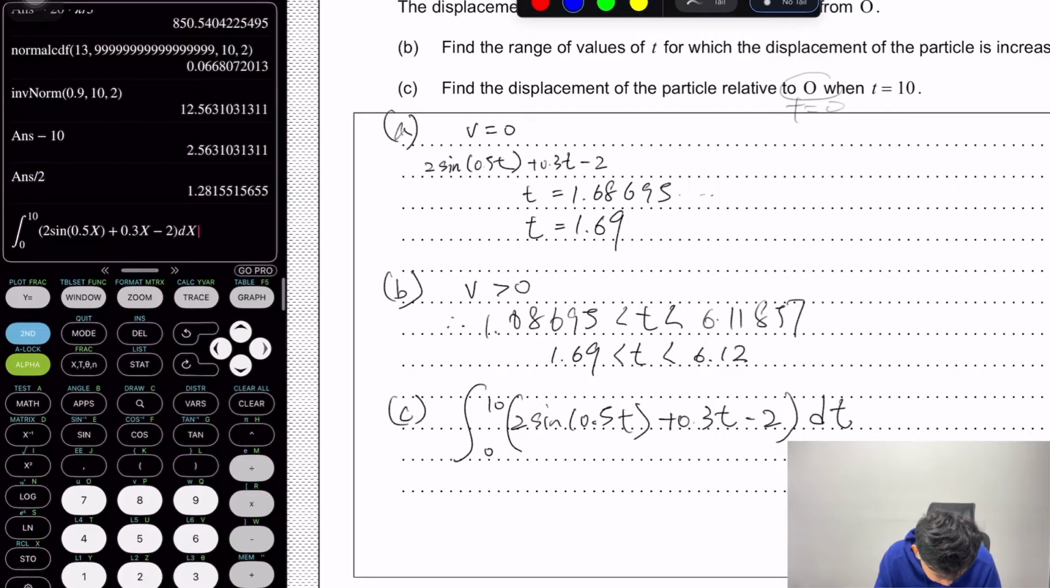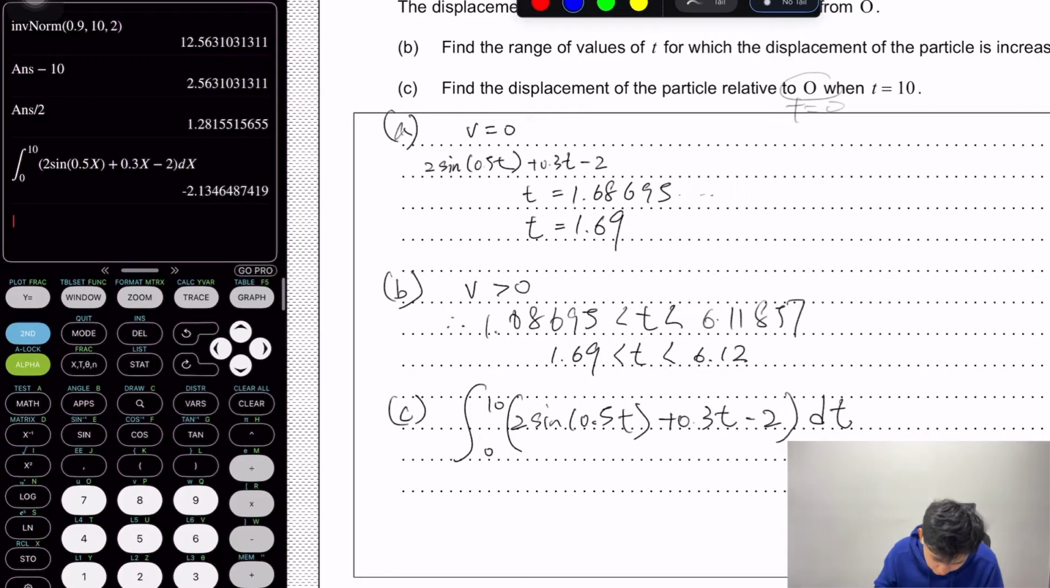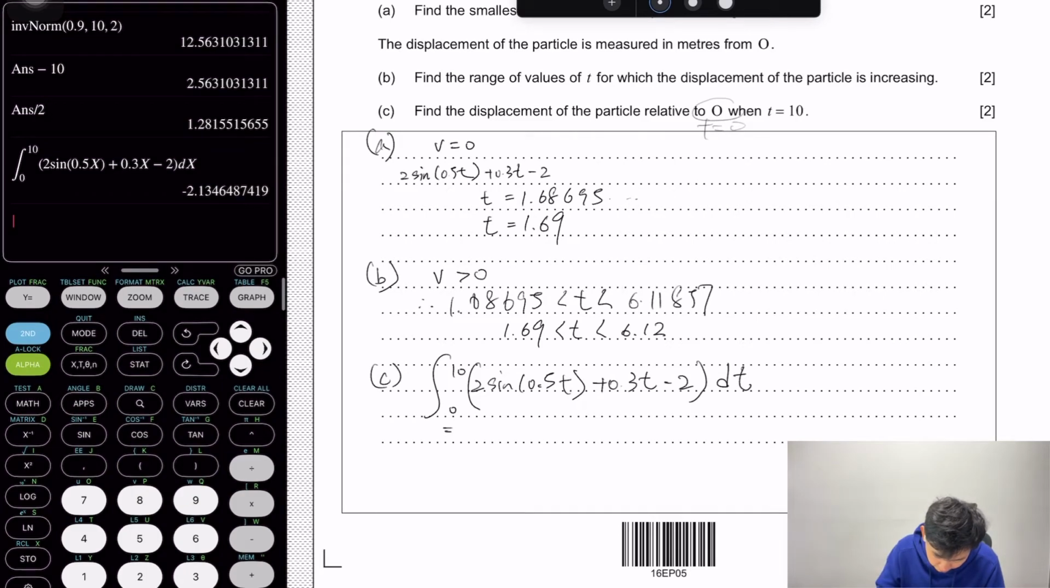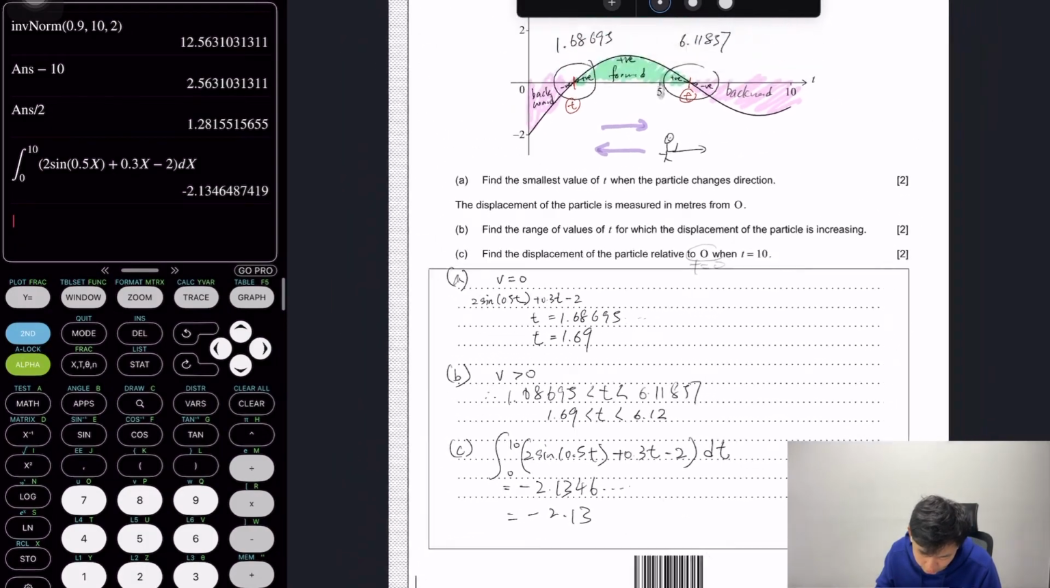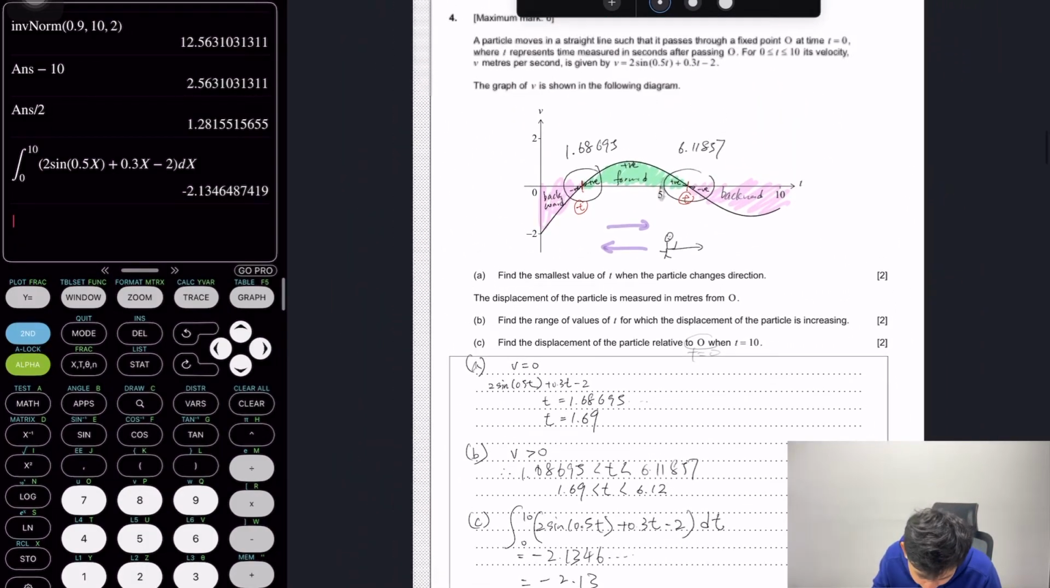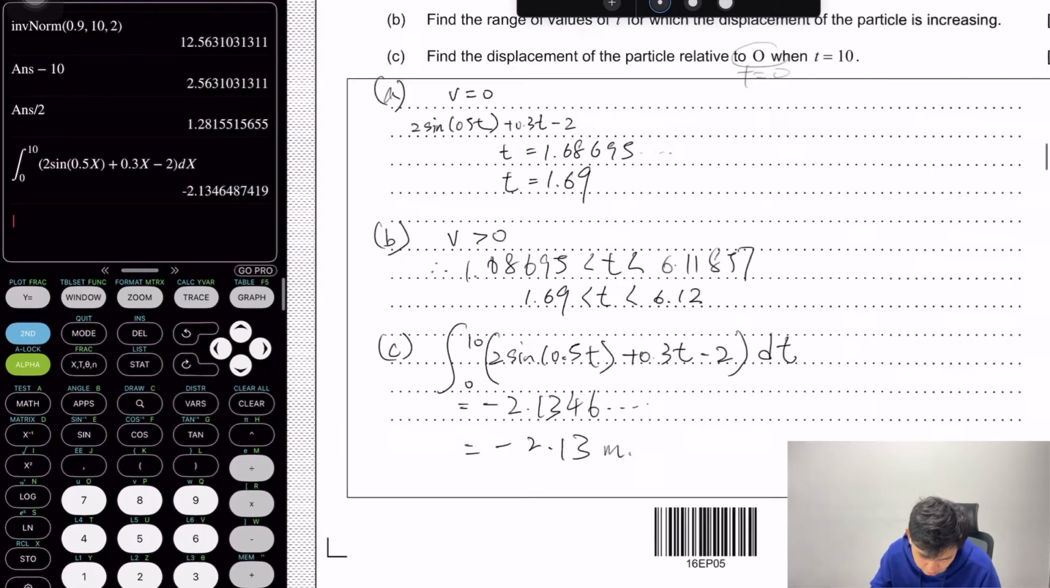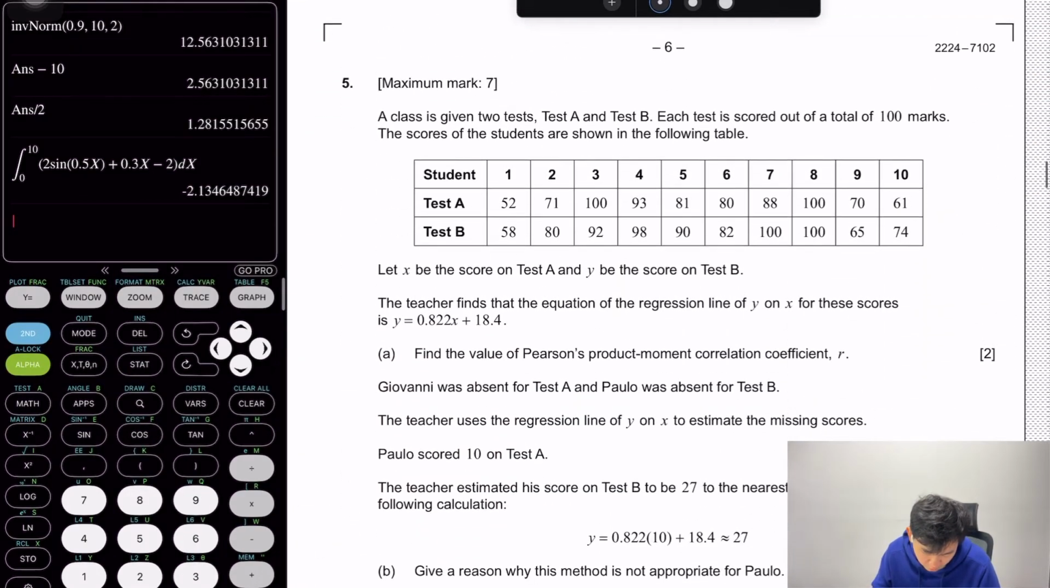And then check your input, does it look right? And then you press enter. By calculator, you can have negative 2.1346..., which is equal to negative 2.13. Okay, that's it. If you want to write it out, does it say any unit? Yes, it says meters. You see here, it says meters. So if you want, you can just give the meters as well, as a unit. All right, so moving on.